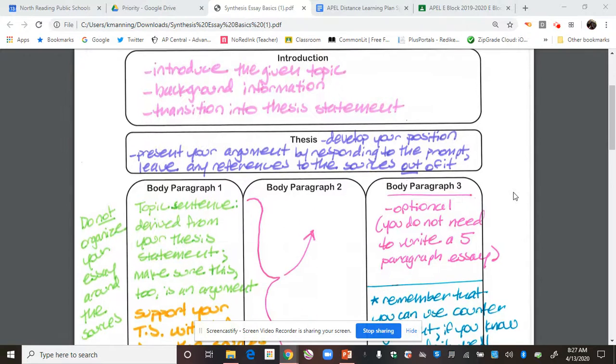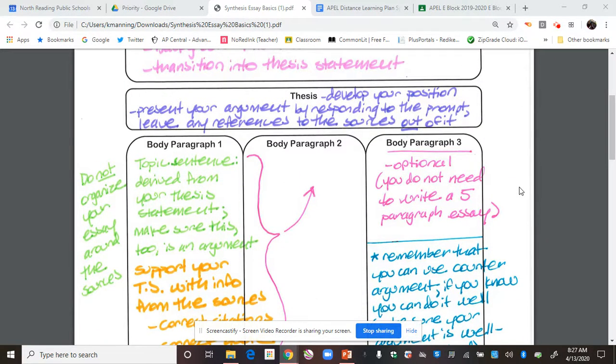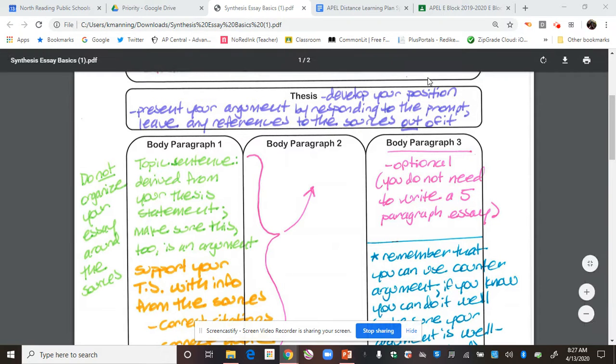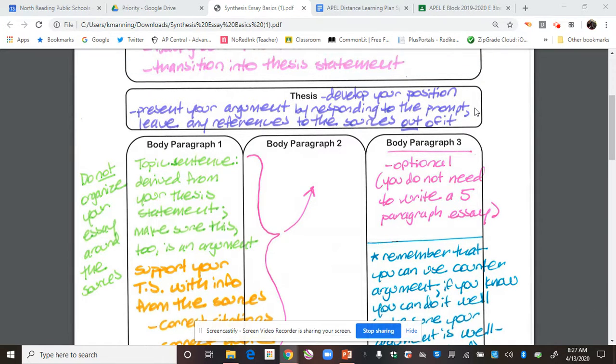But if we scroll down to thesis, one of the big things to remember is that synthesis is essentially argument writing with sources. So in your thesis, you want to develop your position. You want to take your stand on the topic that you have been researching at whatever level you've been researching it. So although you are finding sources on all different sides of an argument, here's your moment to talk about your side. And here where it says present your argument by responding to the prompt, you can feel free to create a question for yourself to answer.